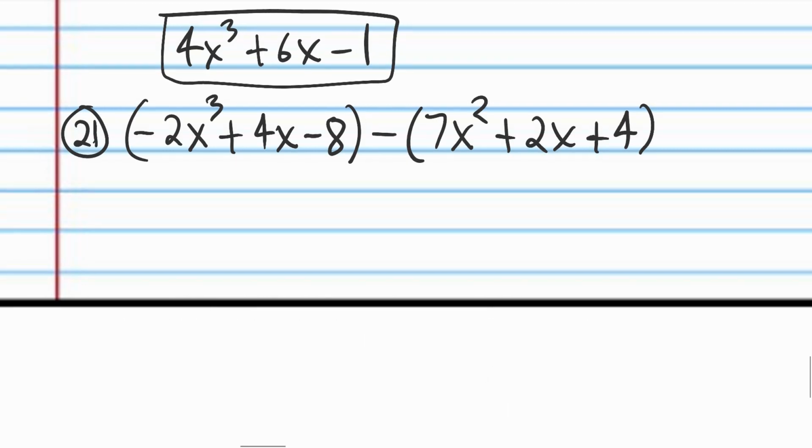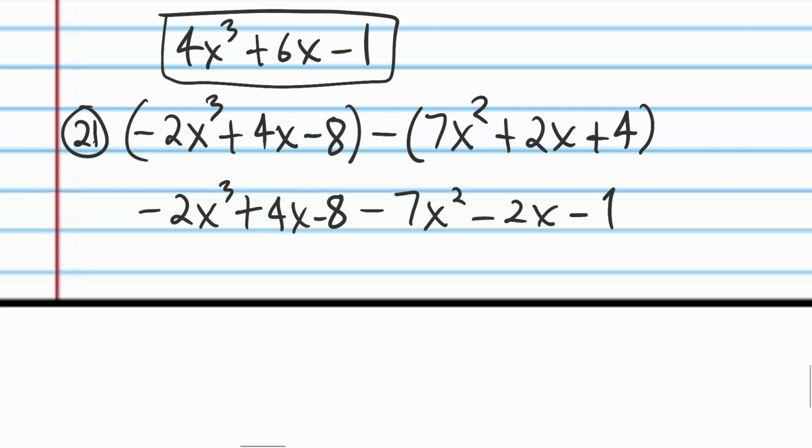All right, we're back. And there we go. Combine like terms.